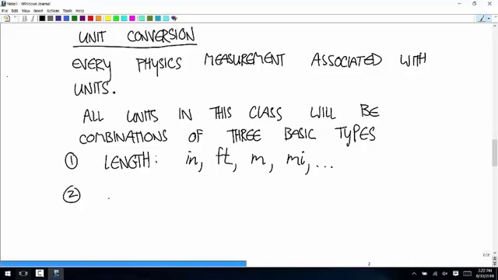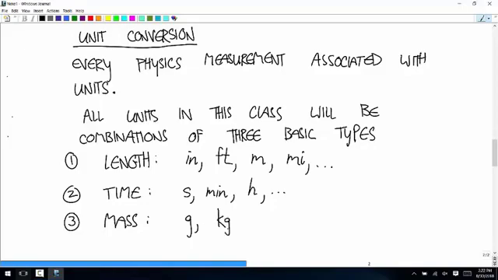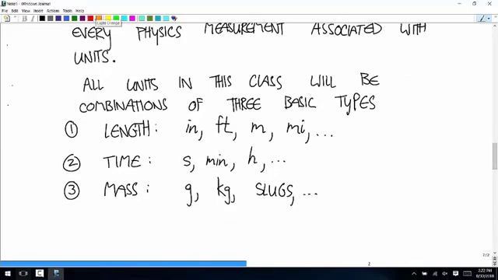Units of time, so examples of that are seconds, minutes, hours, and units of mass. And examples of that are grams, kilograms, the imperial unit slugs. It's harder for me to think of good examples for mass. And the ones that are going to be most important for us for doing calculations are meters, seconds, and kilograms.